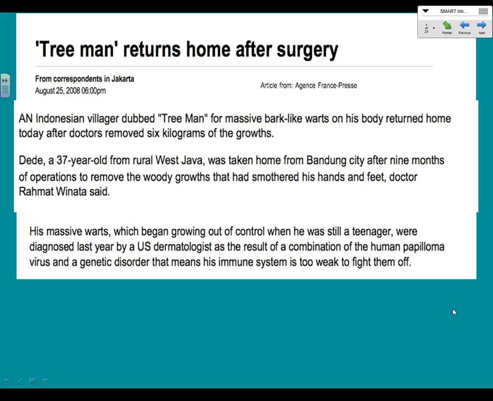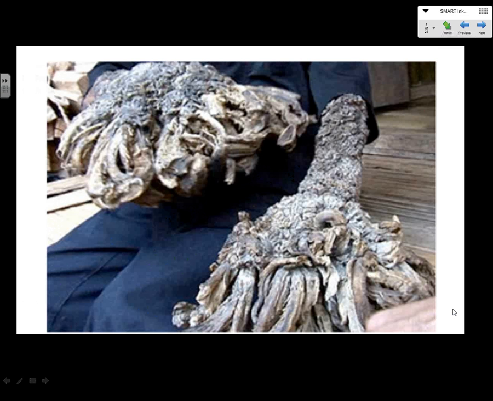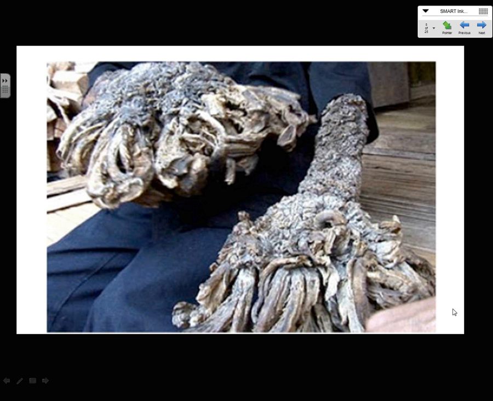Dermatologist. What's a dermatologist? Someone who studies skin. The U.S. dermatologist said it was a result of a combination of human papillomavirus, we learned about that virus, and a genetic disorder, meaning that it's something in his genes that doesn't allow his immune system to fight off the papillomavirus. You may have heard about this or seen this on the Discovery Channel, but it was a result that looked like this. Those are his hands. Would this be considered a disease? Yes. Does it disrupt normal body function? You reckon? Yes.